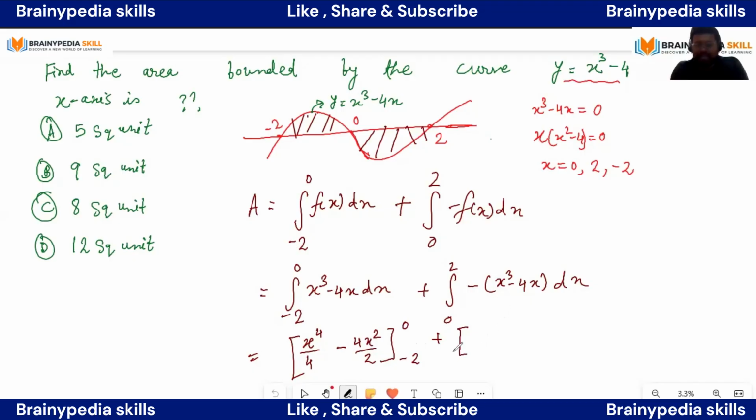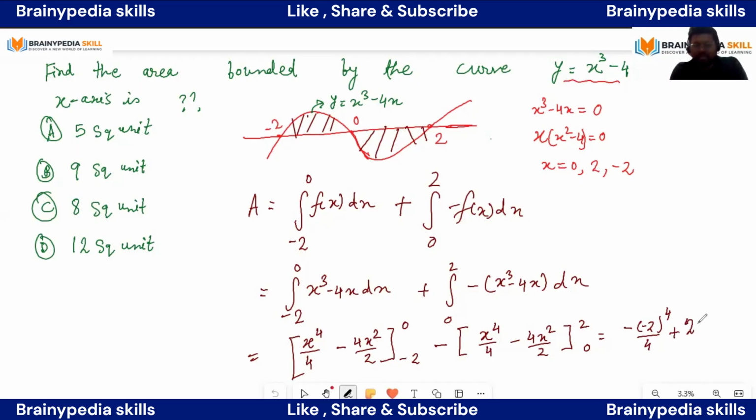Plus, I'm directly taking minus as common, so minus of, again the same thing, x to the power 4 by 4 minus 4x square by 2, with limits from 0 to 2. Just find out the values. When you take 0, obviously it is 0. Minus of minus of minus 2 whole to the power 4 by 4. Minus of minus will give you plus.